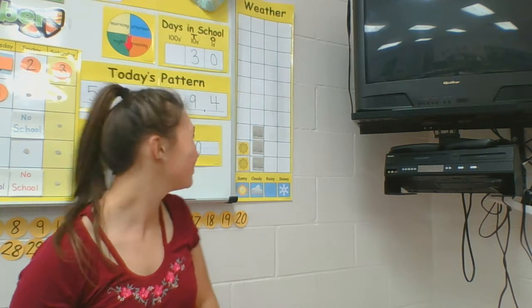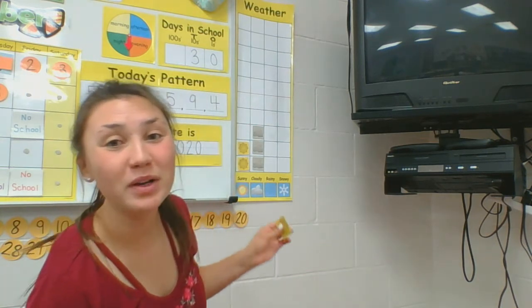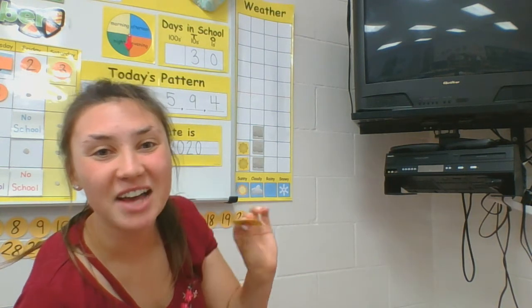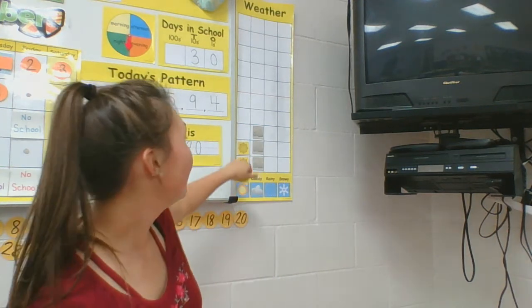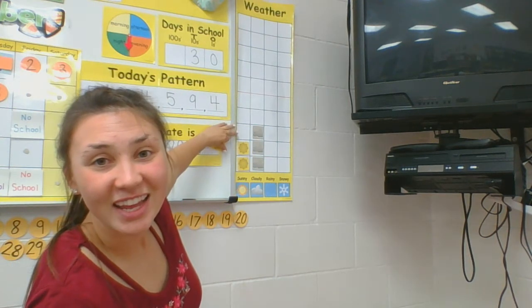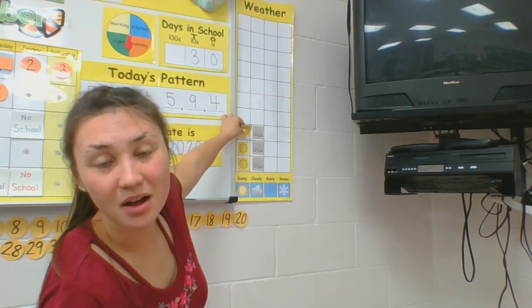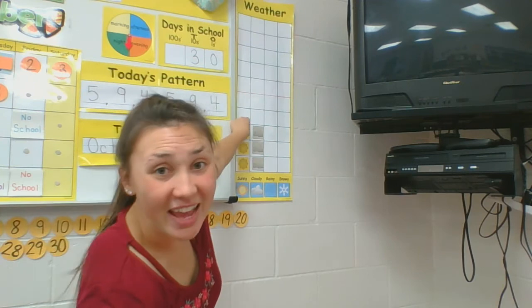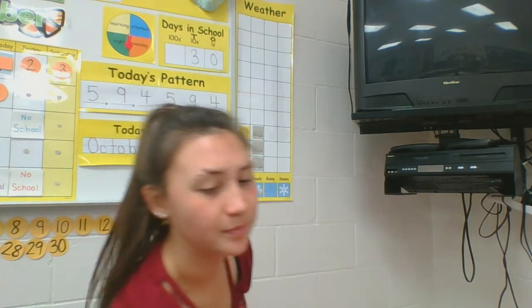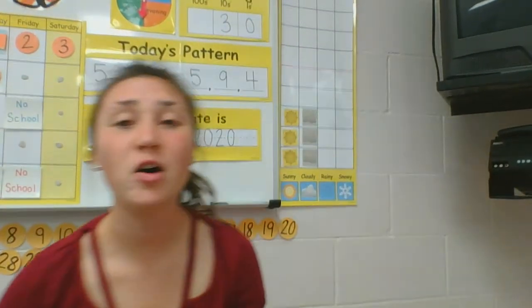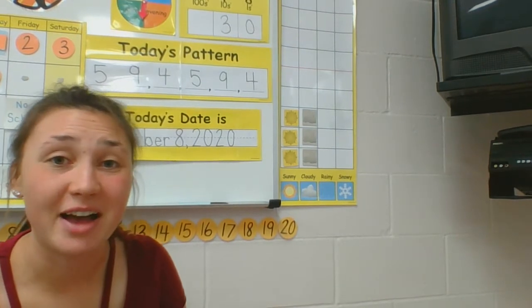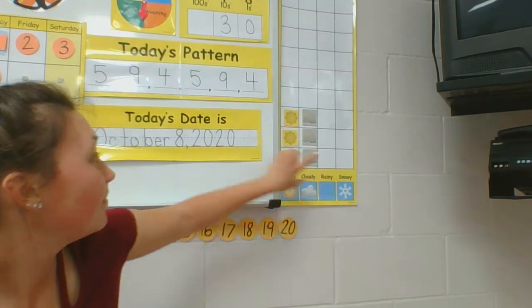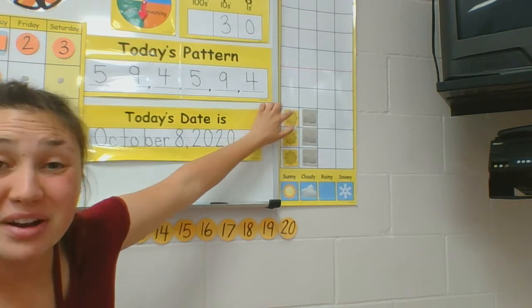Well, I hope that it's a sunny day for you because it's going to be a sunny day for our graph. So, where will I put this sunny tile? Sunny piece. It's going to go right here, right on the top of our sunny column. And take a look at our graph now. How many sunny days do we have so far? 1, 2, 3 sunny days.